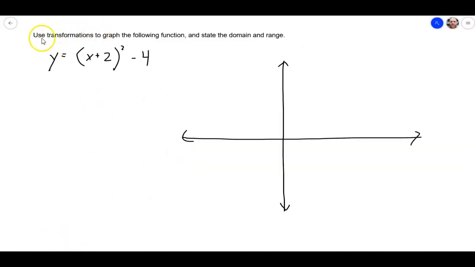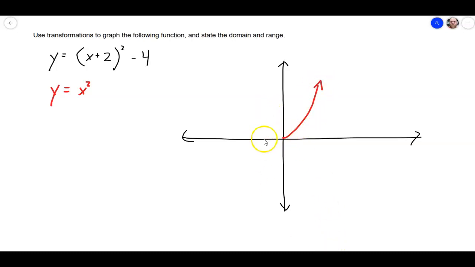Okay, so here they want us to use transformations to graph the following function and state the domain and the range. We have the function y is equal to (x plus 2) quantity squared minus 4. The way we're going to do this is I'm first going to take a look at the function y is just equal to x squared, and I'm going to graph that. That has a vertex at the origin, and it goes upwards, something like this.